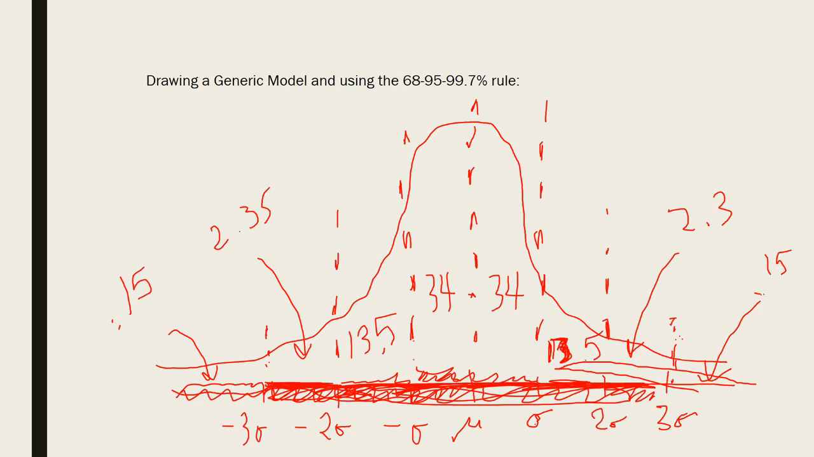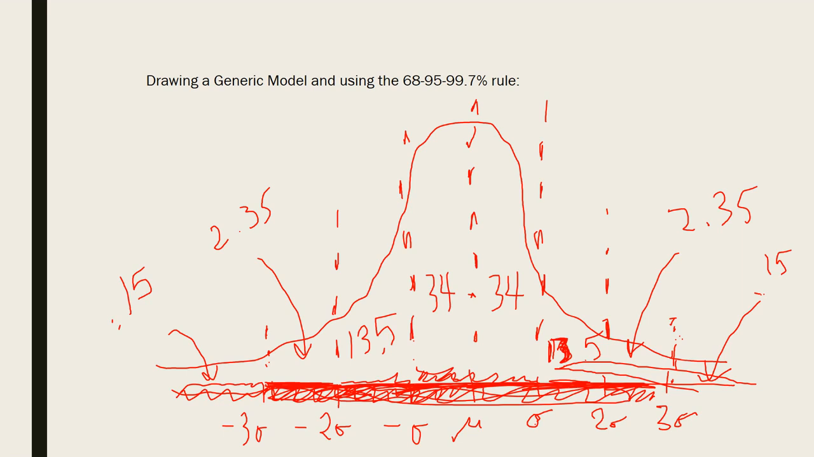Now this is a much better drawing in the book, which is why I always have you guys read the book, because I can't draw with the stylus, especially with the computer messing me up all the time. But this is how we can operate with the 68, 95, 99% rule. What we do is try to estimate the percentage of data based on certain scores in this model. These are questions that we can answer based on the 68, 95, 99.7% rule.